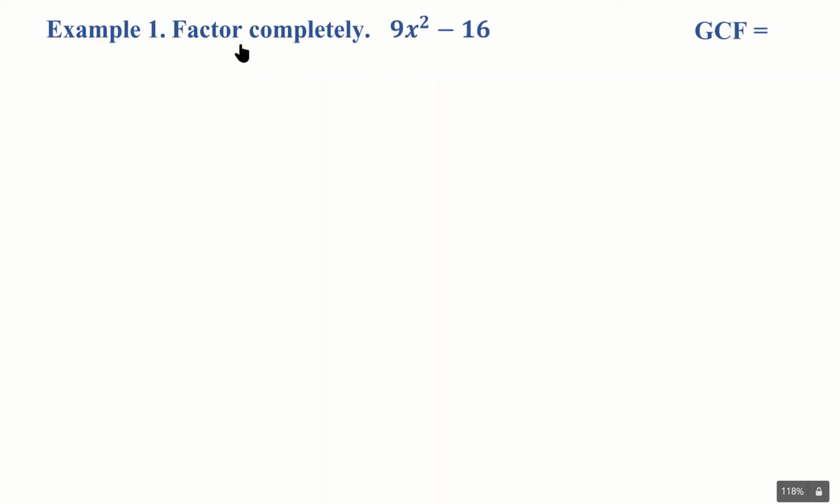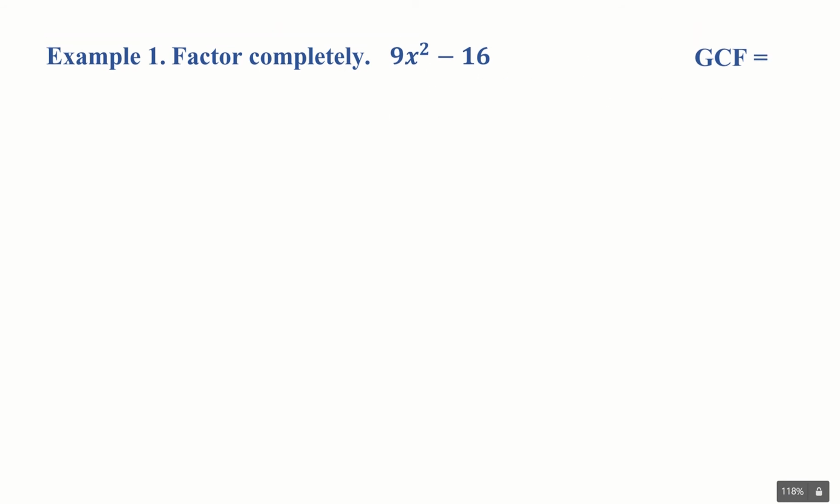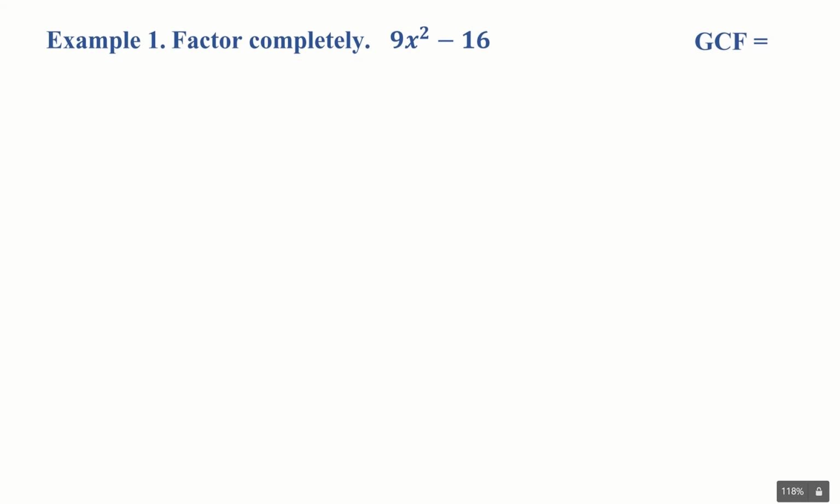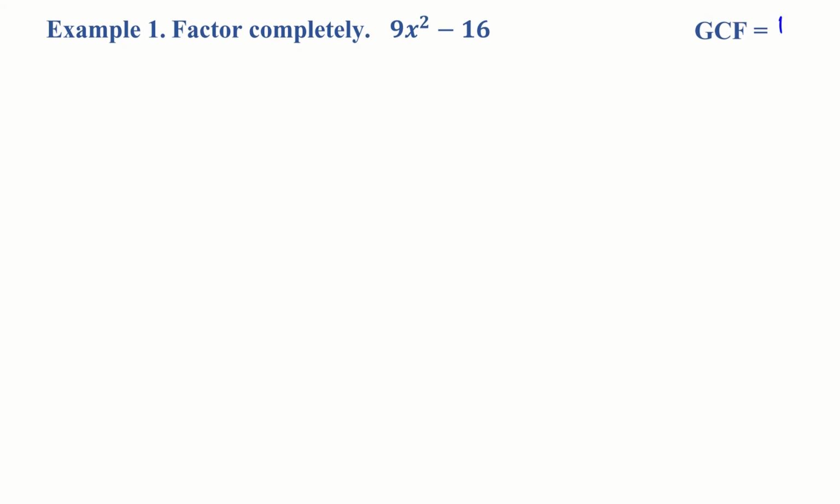All right, so here we're going to factor this problem. As always, we'll look for a GCF first, and if it happens to be anything other than 1, we're going to factor it out. We notice here the GCF is indeed 1, so we proceed. We do notice that here we have a difference of two perfect squares.